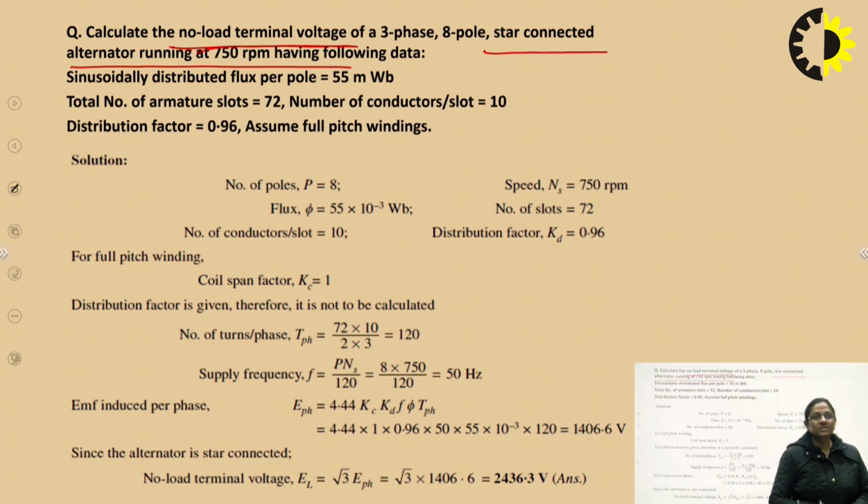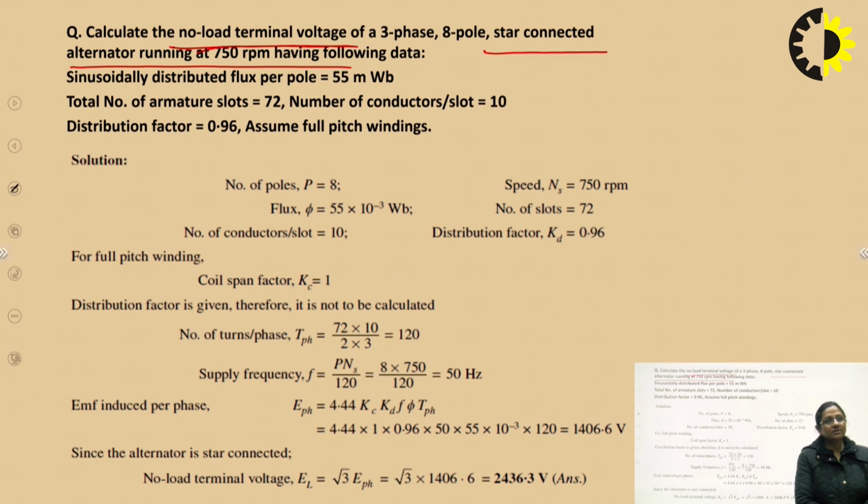Always pay attention towards the unit of the quantity given in the question and never forget to apply the required conversion while solving the equation. Total number of armature slots are given as 72. Number of conductors per slot are given as 10. Then the distribution factor is given as 0.96 and we are assuming the full pitch winding, right? So we need not bother about calculating the distribution factor, because it is directly given in the question as 0.96 and we have to assume the full pitch winding. Full pitch winding means the coil span factor or the pitch factor is going to be equal to 1. Right? So let us now solve the question.